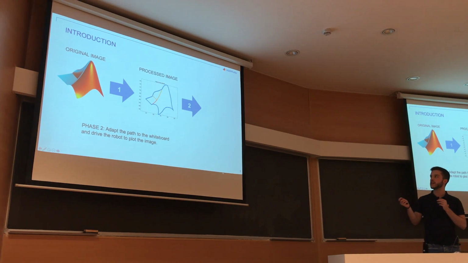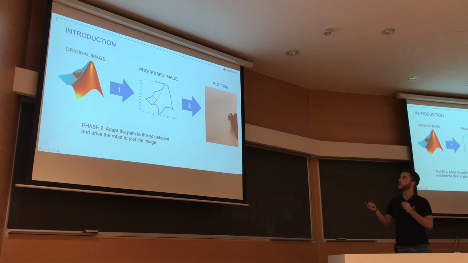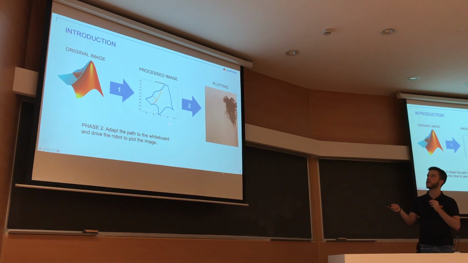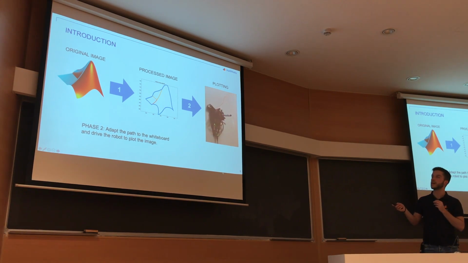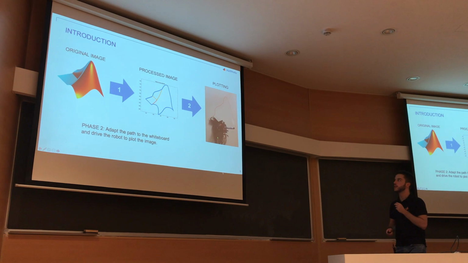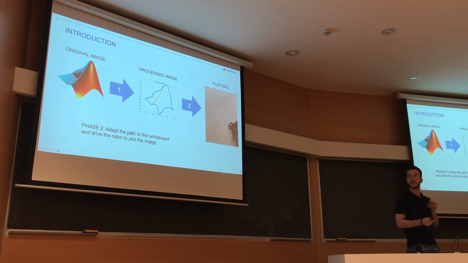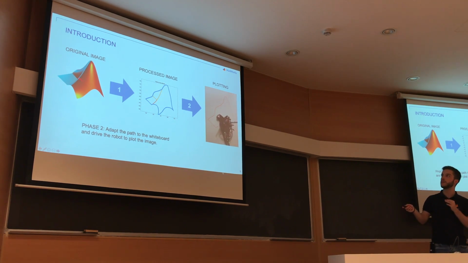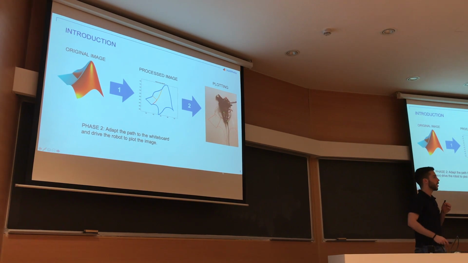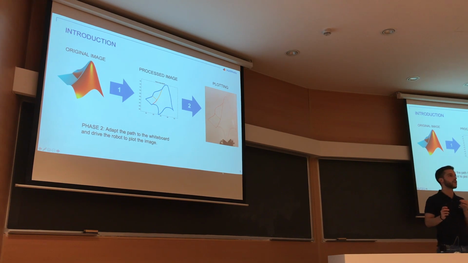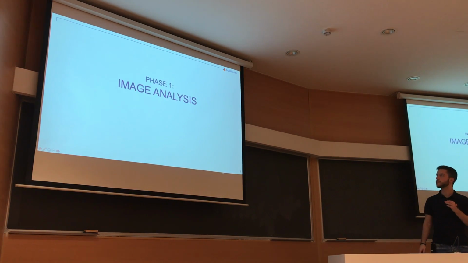After that, the second phase is to follow this path with the rover, the robot, and draw the actual image. It's a very easy flow of information, but it's important. So the first part will be on the pre-processing of the image. The second part will be how we can move the robot in order to draw the image. Is it clear for everybody? So the first phase is image analysis.